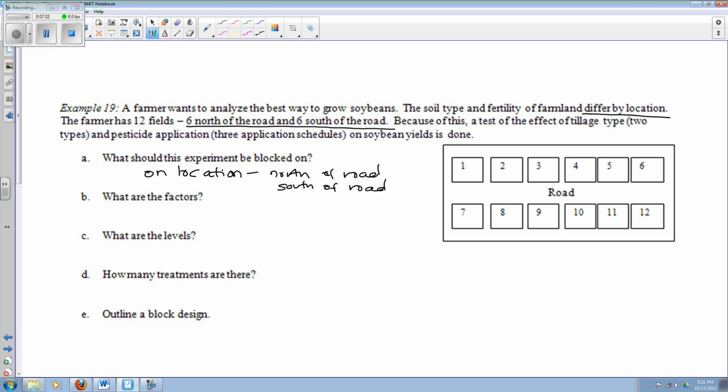What are the factors? That's the same thing as like, what are the 2 variables? Well, there's 2. What are the 2 variables that we're going to be looking into the effects of? And the 2 things that we're looking into are tillage type and the other thing is pesticide application.